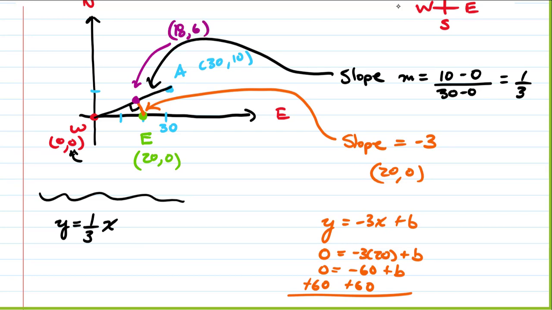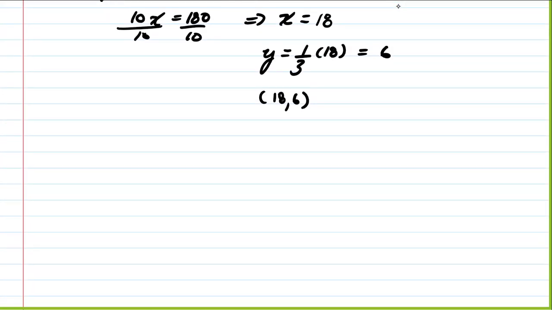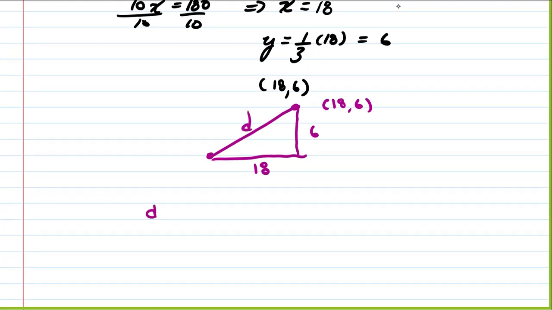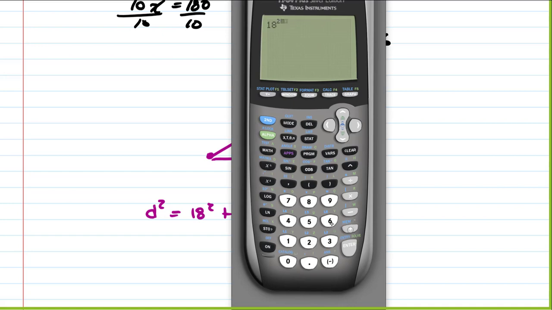So we've been doing a whole bunch of stuff there. I almost forgot, what is it we're trying to find? How far is the road junction from Westboro? Well, that's going to be this right here, right? But if we know, drawing this down here, that this point is at (18, 6), there's a few different ways we can get that value. The easiest one is once again the Pythagorean theorem. So our distance d is going to be d squared is equal to 18 squared plus 6 squared. 18 squared plus 6 squared gives us 360.